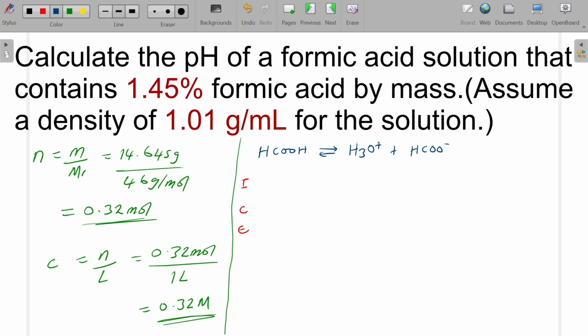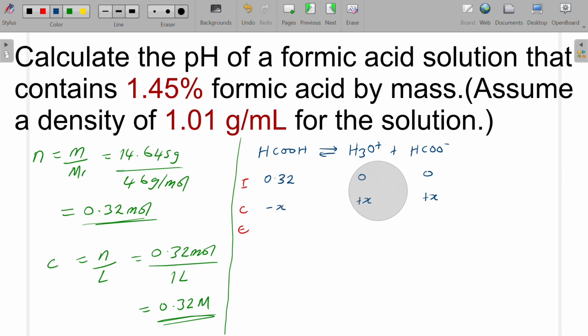So our ICE table, where I is the initial, C is the change, and E is the equilibrium concentration. The initial concentration we calculated is 0.32, and we have 0 for the hydronium ion and 0 for the conjugate base. The acid is going to reduce by X, and the hydronium and conjugate base will each increase by X. It's reducing because we don't have anything on the other side.